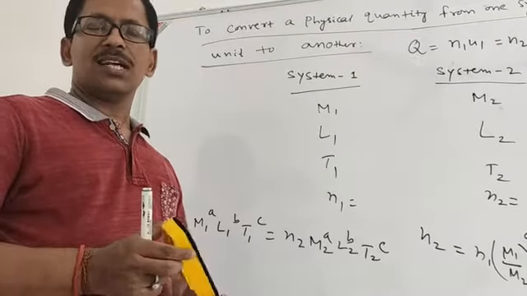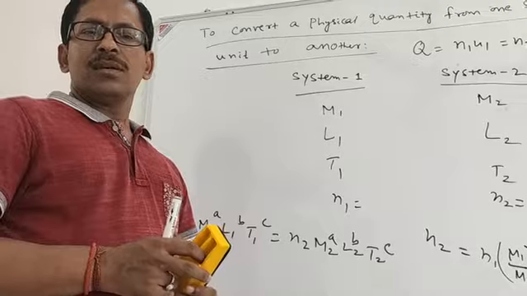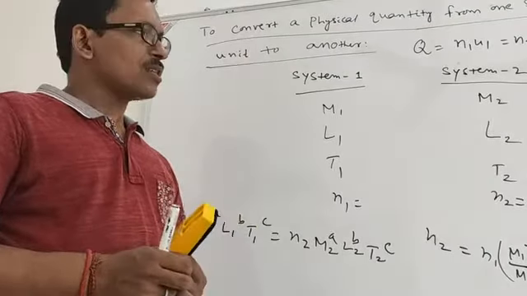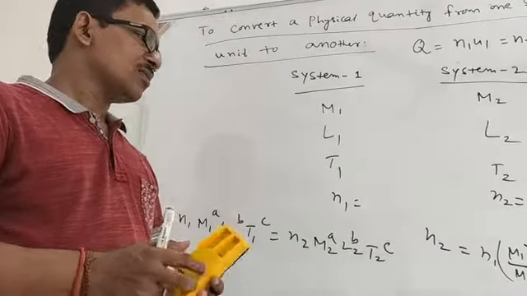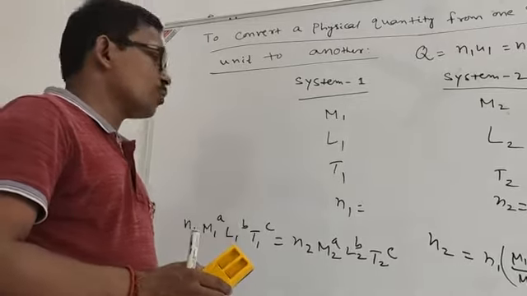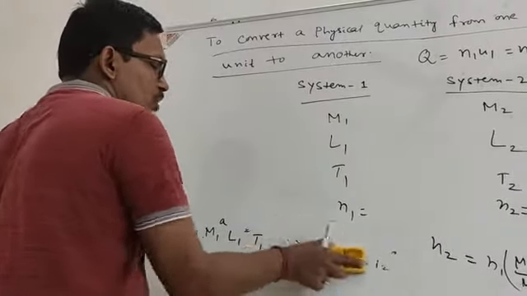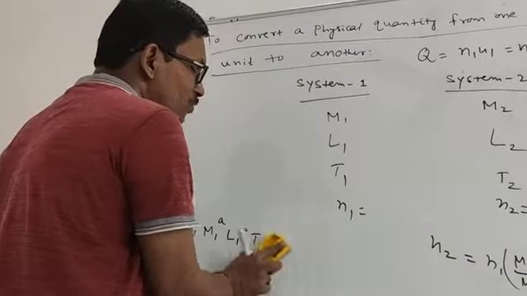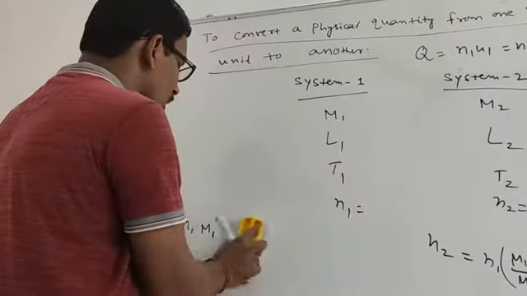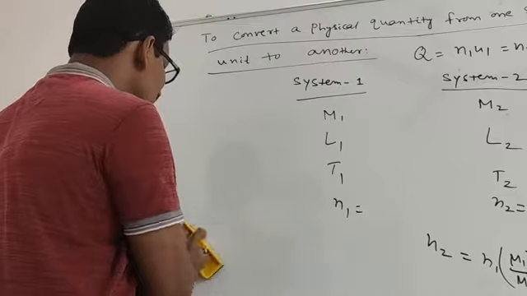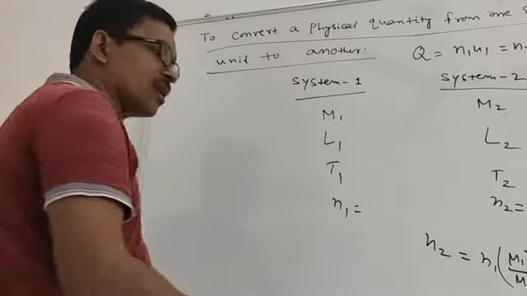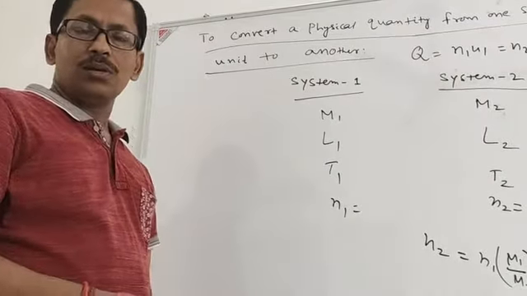Now, let us understand an example. For better understanding, let us solve a question. Suppose it is given to convert 1 joule into erg. You have to convert 1 joule into erg.